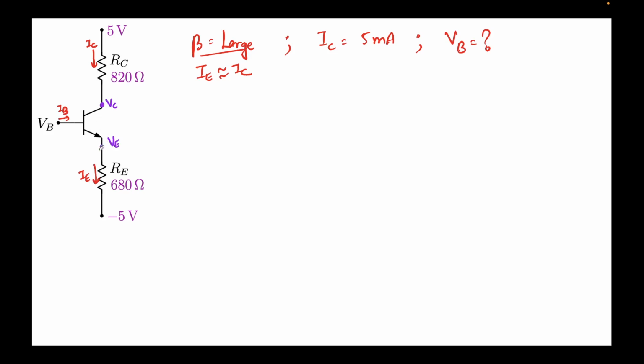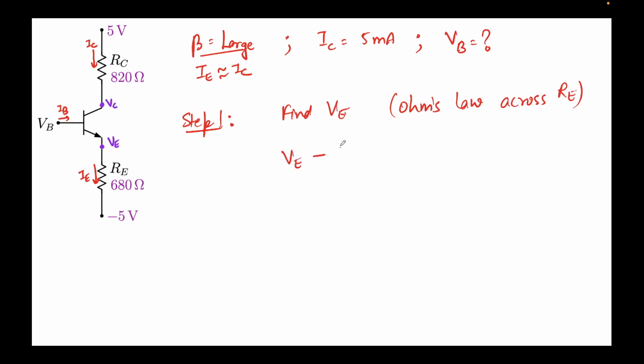Now how do we go about solving this problem? The approach to this problem remains the same. Just like we did in the last question, step 1 was to find VE, the emitter voltage, that is the voltage over here. How do we find it? I apply Ohm's law across RE. I'll write VE, the voltage here, minus the voltage here, which is minus 5. That is V equal to IR. The current flowing is IE, and the value of resistance is RE.